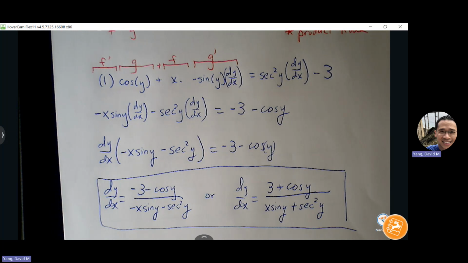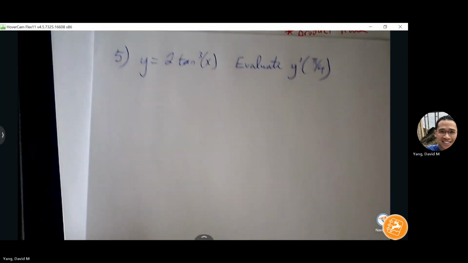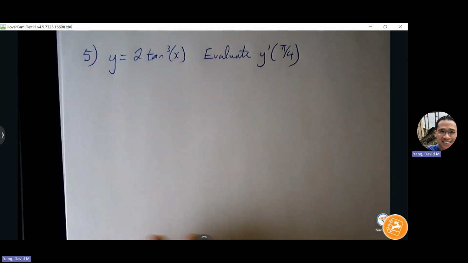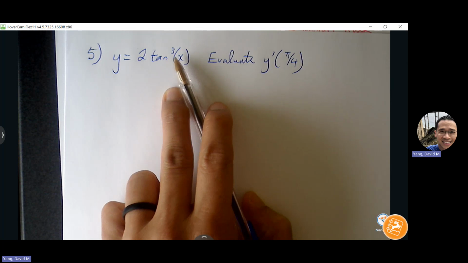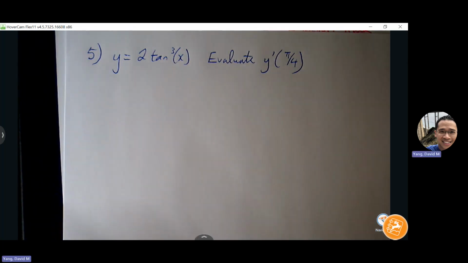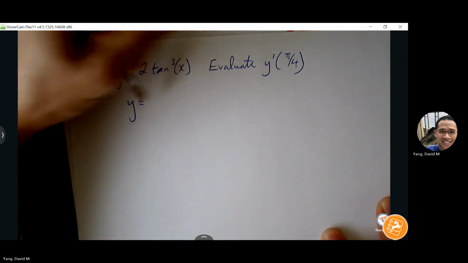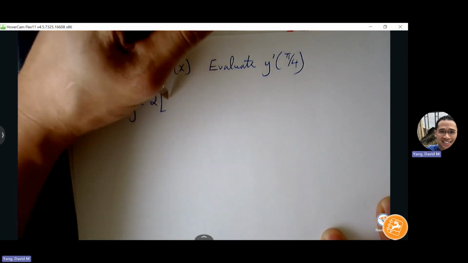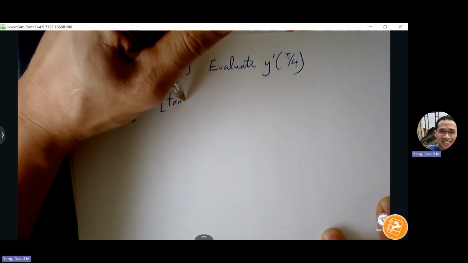Okay, number 5. y equals 2 tangent cubed of x. Evaluate y prime of pi over 4. So we want to find the slope at a point, but before we do that, what would be a helpful thing for us? Yeah, let's get that 3 to be written in a more useful or more helpful position.